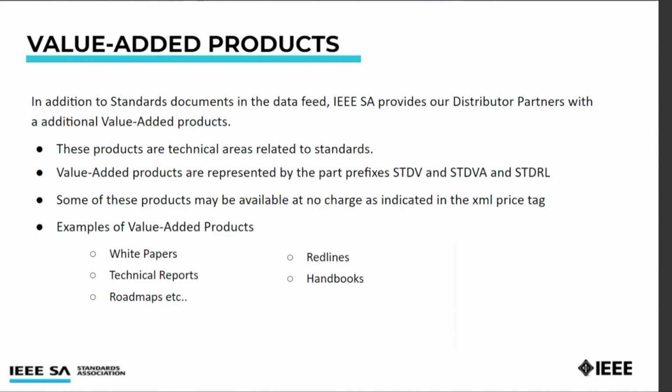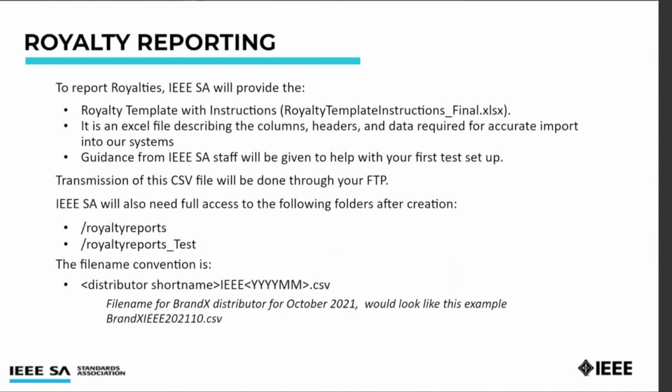When it comes to royalty reporting, IEEE SA will provide a template for reporting single sales royalties back to us. All required fields, highlighted in red, must be completed. Guidance from IEEE SA staff will be given upon request. Reports should be uploaded in CSV format to your FTP site, and a script written by IEEE SA will pick up the report. Follow the naming convention provided as outlined in the example shown.